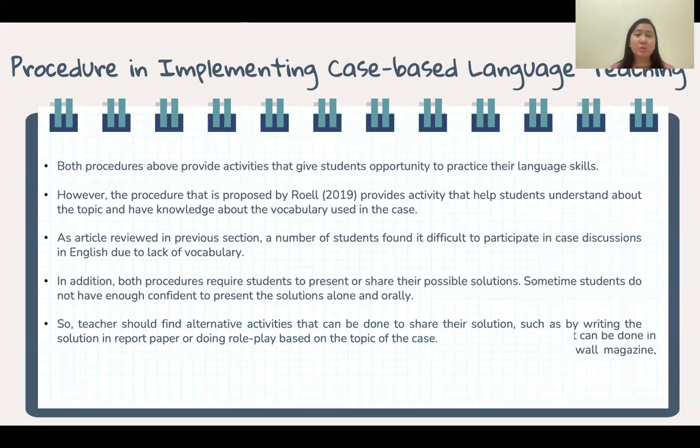Additionally, case-based language teaching can be collaborated with task-based learning. By requiring students to do tasks, the product of the task can be assessed. Some tasks that can be done in implementing case-based language teaching are report paper, report video, scrapbook, booklet, and so on.